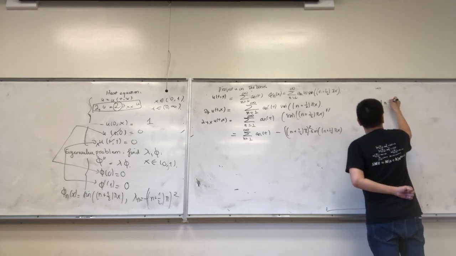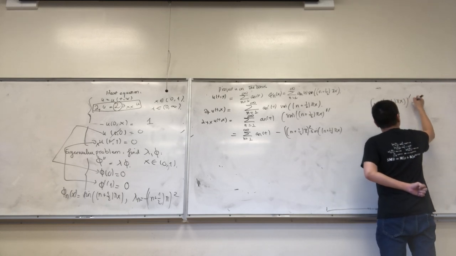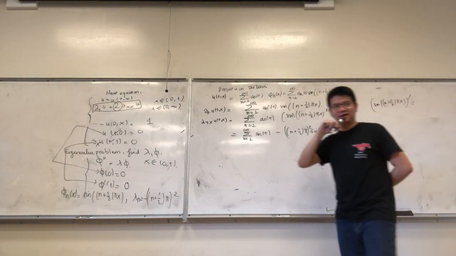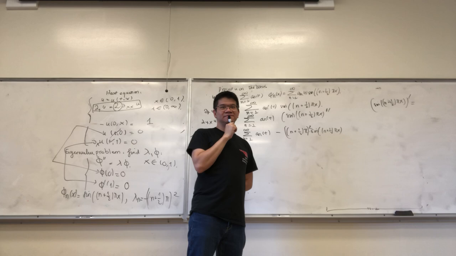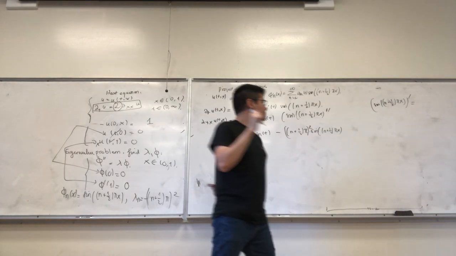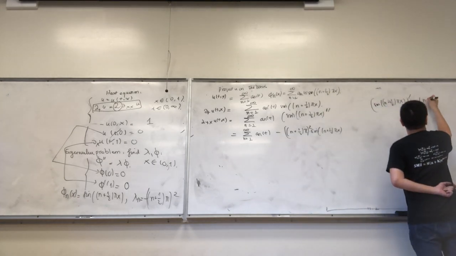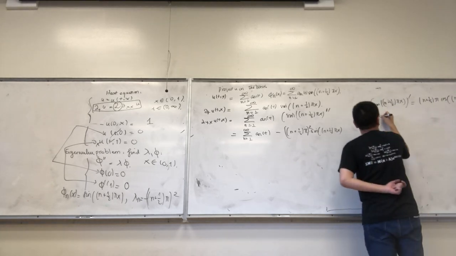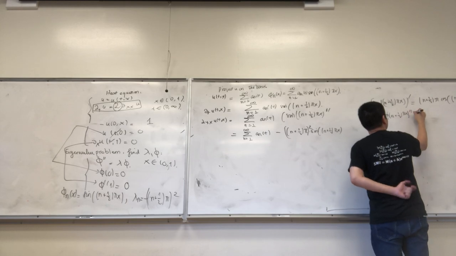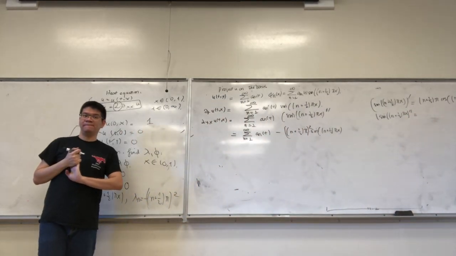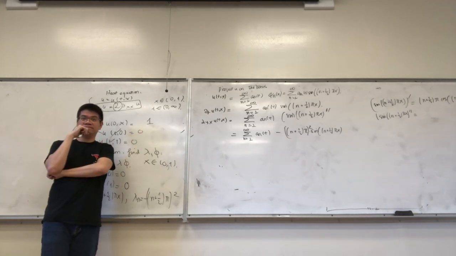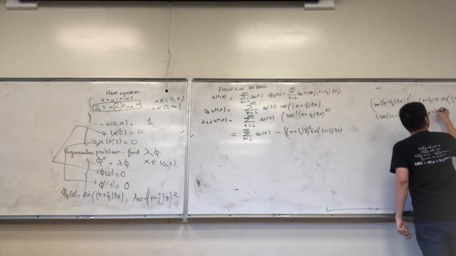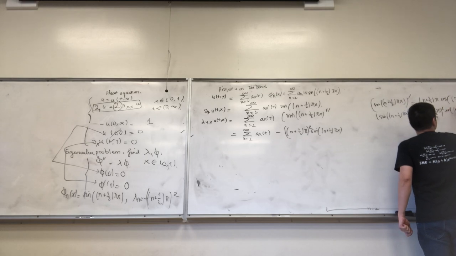Because first you take the first derivative of sine of (n plus 1/2) pi x. What is the first derivative of sine of (n plus 1/2) pi x? Cosine of (n plus 1/2) pi x times (n plus 1/2) pi. So this is (n plus 1/2) pi cosine of (n plus 1/2) pi x. What is the second derivative of this function? So this is minus (n plus 1/2) squared pi squared sine of (n plus 1/2) pi x.